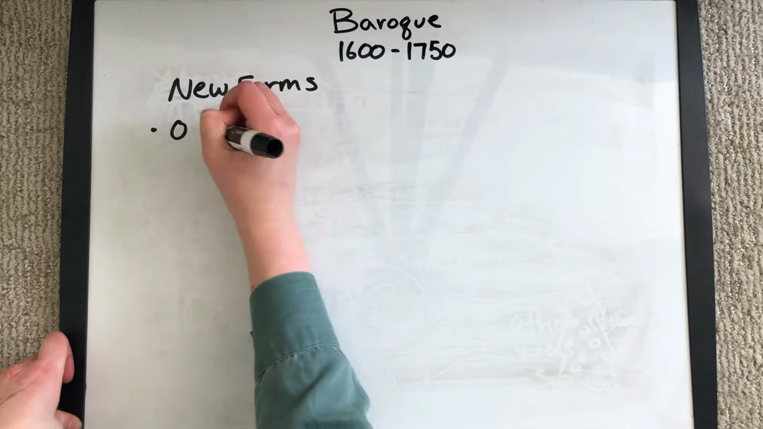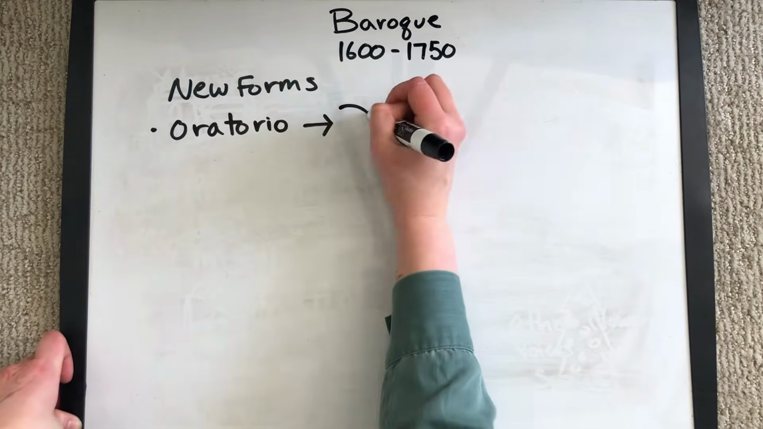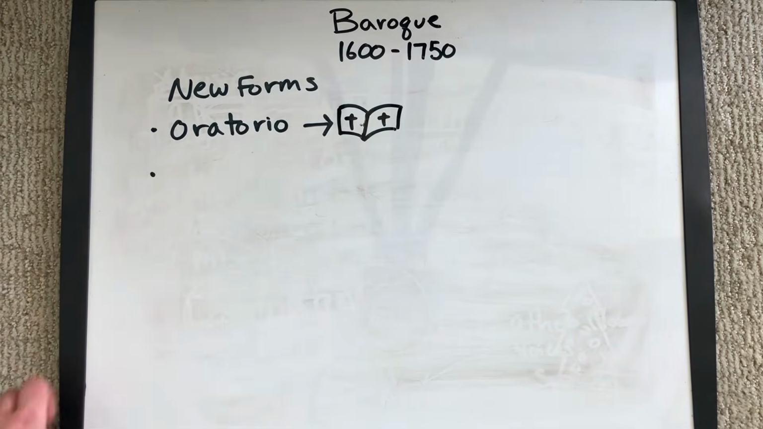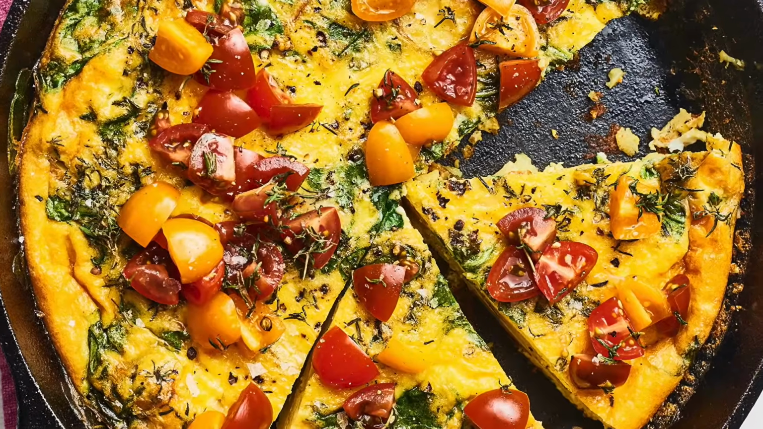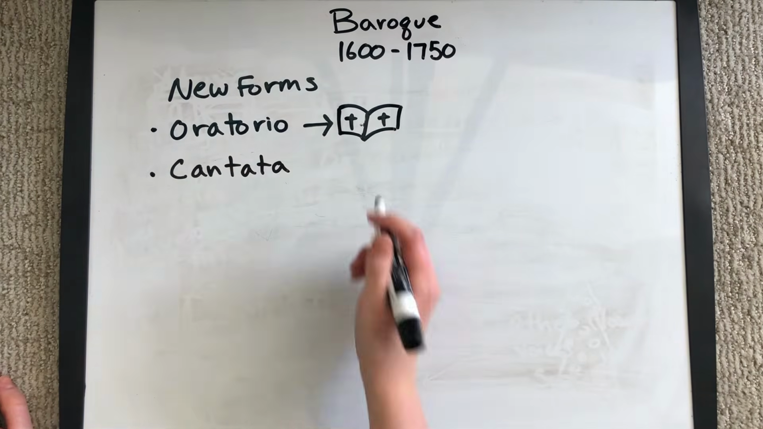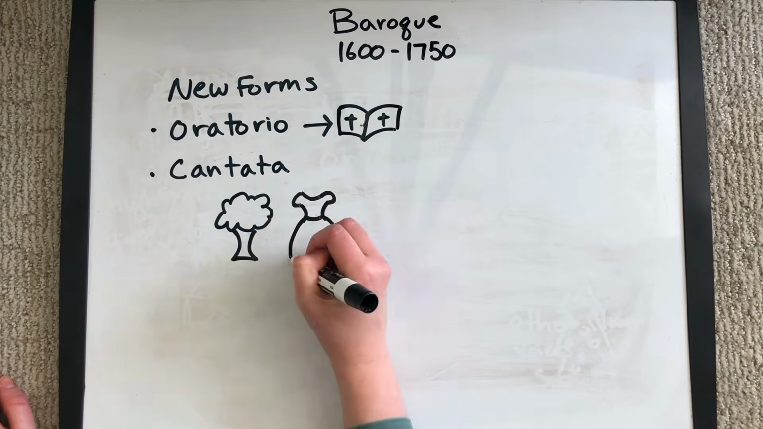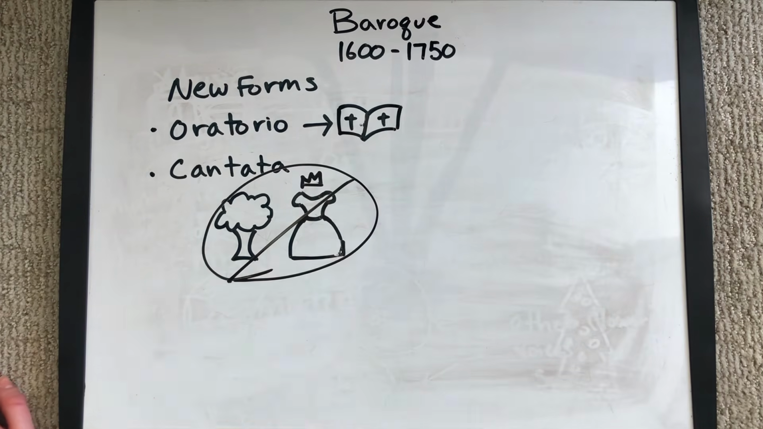The first form is oratorio, which is a series of songs based on a Bible story. The second form is cantata, which always makes me hungry because it sounds like frittata, but it's nothing like that. It is another story told through a series of songs. What oratorio and cantata have in common is that neither of them use sets or props or costumes.